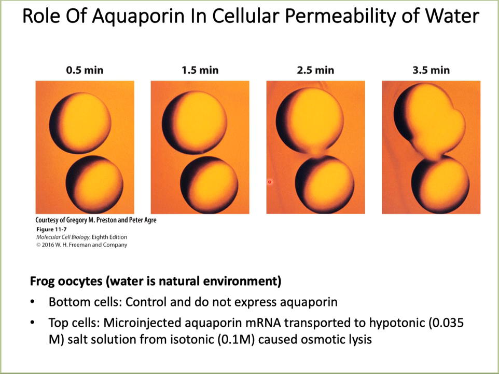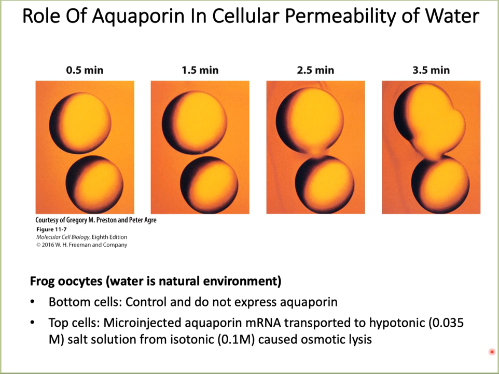The cells below are the control without expression of aquaporin, and the upper row of cells are expressing aquaporin. The cells were moved from an isotonic 0.1 molar salt to a hypotonic 0.035 molar salt environment, and within a few minutes, the aquaporin transports water inside the cell from the hypotonic environment. The oocytes swell and eventually burst, known as osmotic lysis, a classic experiment to show the role of aquaporin in water transport.